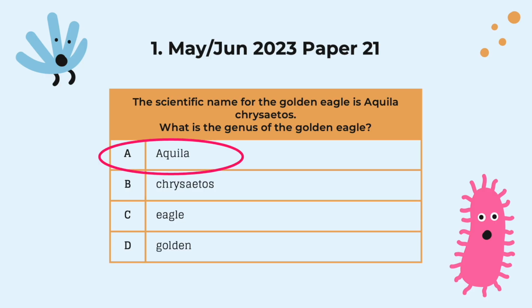If you answered A, then you guessed right. The first word in the binomial name of an organism, which its initial is capitalized, that is the genus name of the organism, so it's A, Aquila.